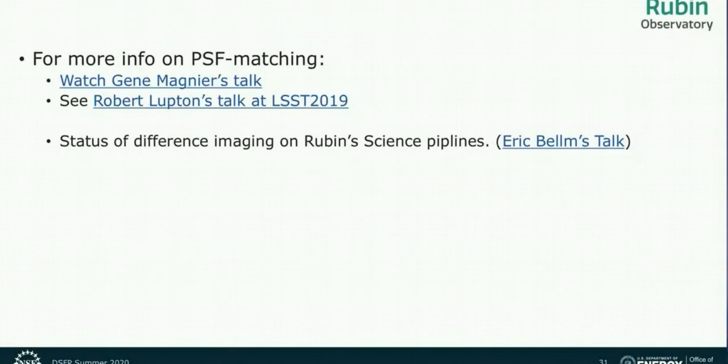If it seems like I glossed over this, it's because I did. If you want more information, please watch Jean Manier's talk that he gave at the LSST Algorithms Workshop earlier this year. Also see Robert Lupton's talk slides at the Project and Community Workshop last year. And if you're curious about what exactly we're doing in the science pipelines right now, please see Eric Bellm's talk.